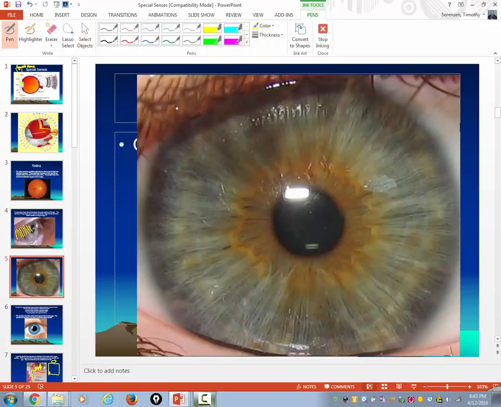Now, the iris is made up of circular bands of muscle and radial bands of muscle. And how the radial and circular bands are pigmented with melanin determines your eye color. That's why people who originated at the equator have dark eyes, dark hair, dark skin. As you move farther away from the equator, the eye color becomes lighter, hair color becomes lighter, and skin color becomes lighter.